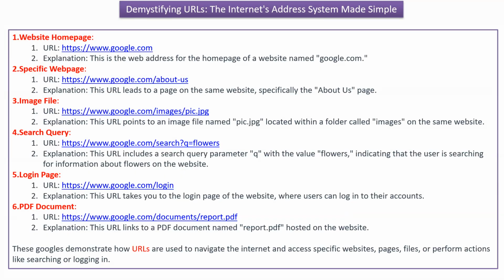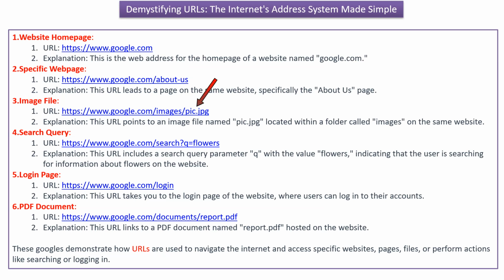Here we will see the different URL examples. The first one is website home page. Here you can see the URL https colon double slash www.google.com, and this is the home page for the google.com website. Here you can see the specific web page URL. This URL leads to a page on the Google website, specifically the About Us page.